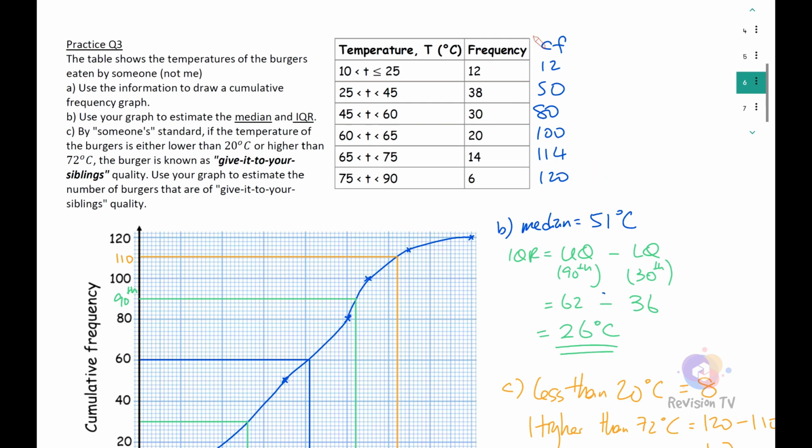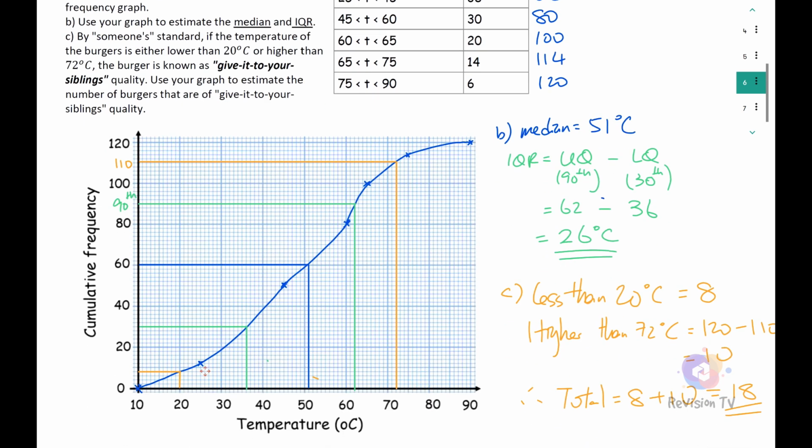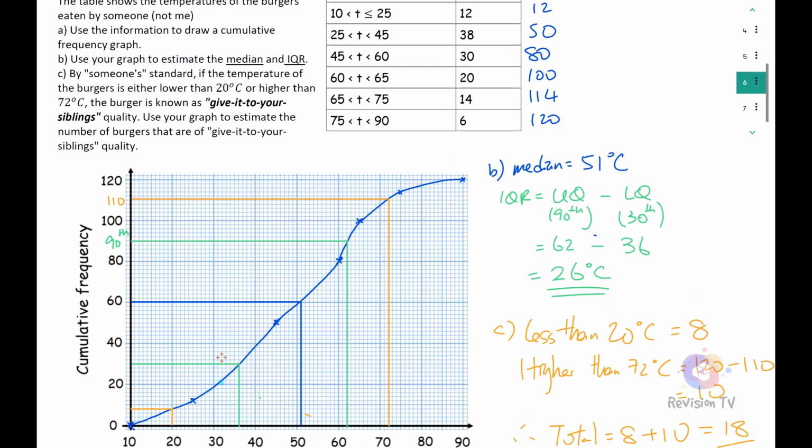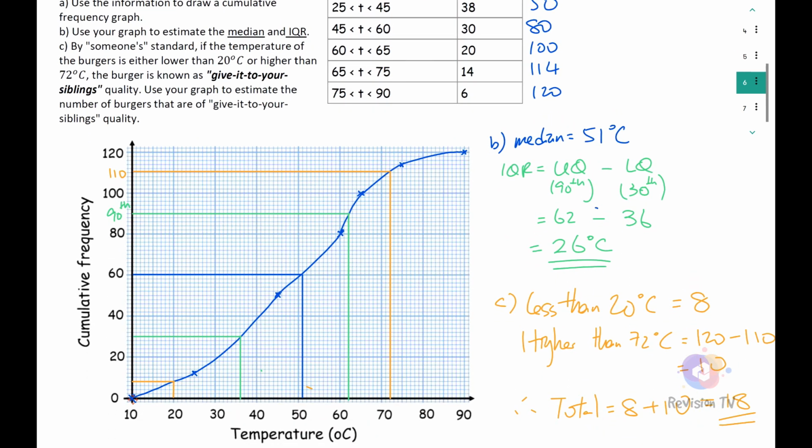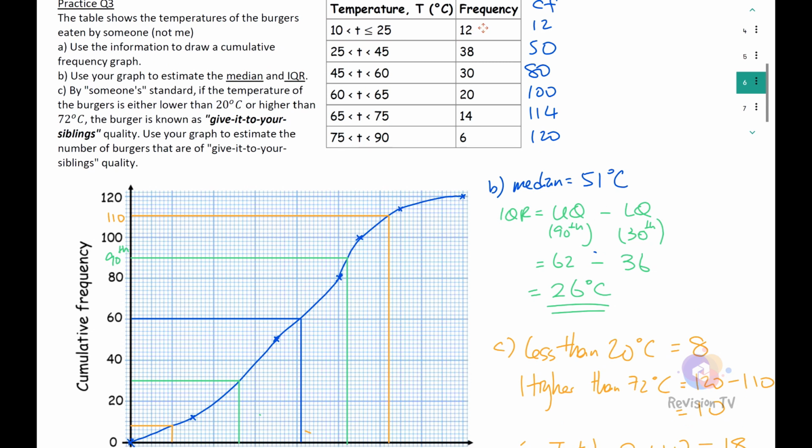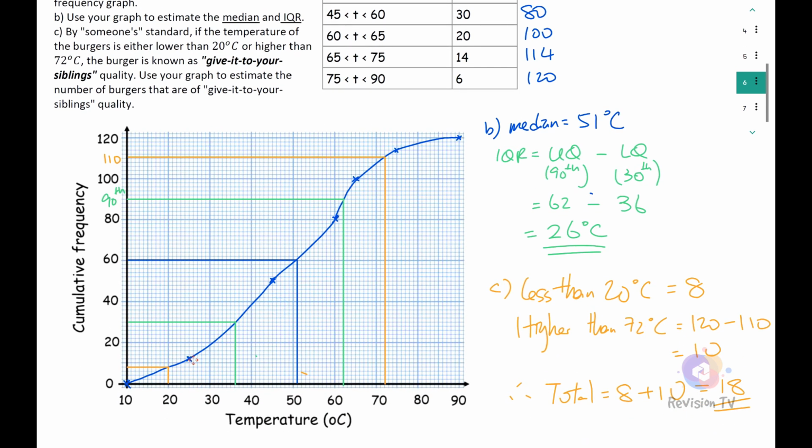First of all, check your cumulative frequency column. Make sure you have these numbers correct, because otherwise your cumulative graph will be wrong, and the rest of it will be wrong as well. So go from 12, 50, 80, 100, 114, and 120. Next, you draw a curve through them. Again, as I said, it's not easy to draw on a computer. You start from 0, 0. Then the next one is 25 and 12. So 25 and 12, etc.